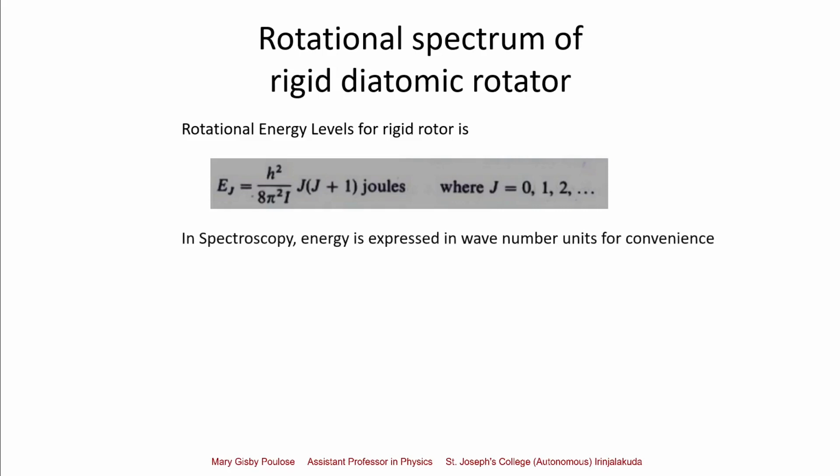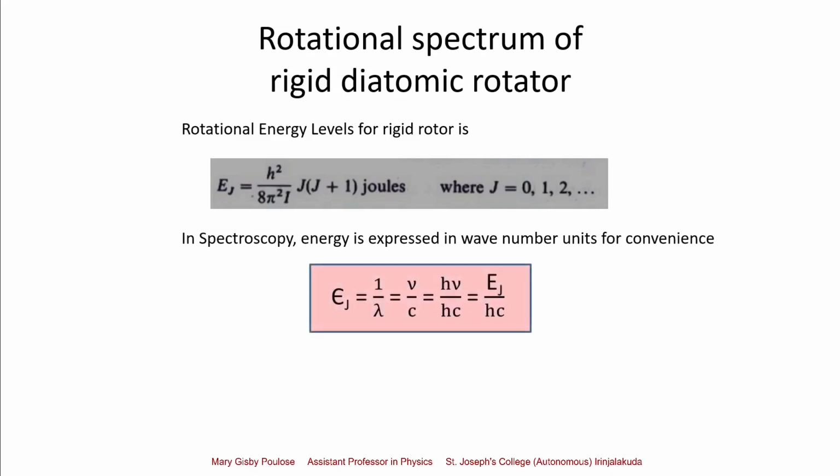In spectroscopy, energy is usually expressed in wave number units for convenience. That is eta J, which is equal to 1 by lambda. So wave number is 1 by lambda. Now 1 by lambda is equal to nu by c. Writing Planck's constant in both numerator and denominator, we get h nu by hc. h nu is equal to the energy of the rotating molecule, EJ. So we get eta J equal to EJ by hc.